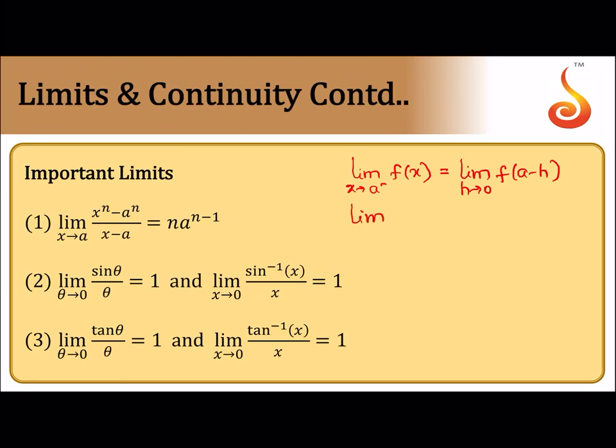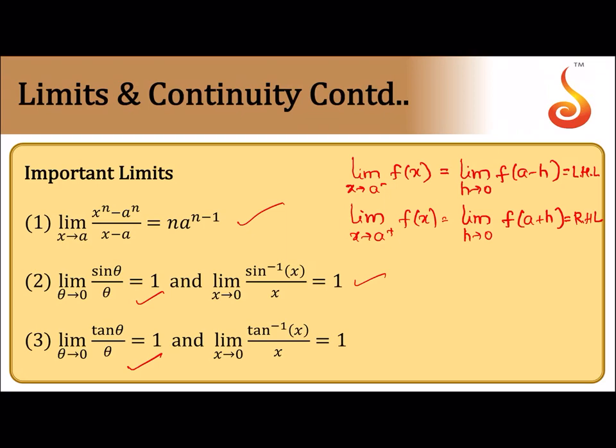Now, I repeat once again how we solve. Limit x tending to a minus f of x can also be written as limit h tending to 0 f of a minus h. Similarly, limit x tending to a plus f of x is equal to limit h tending to 0 f of a plus h. So while solving problems, you have to do it like this. Apply and write the limits. So left hand limit equal to right hand limit.